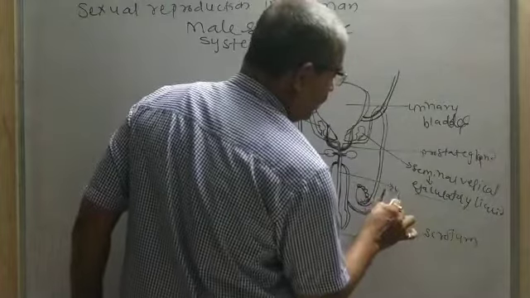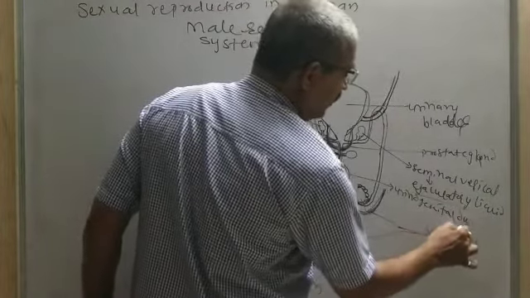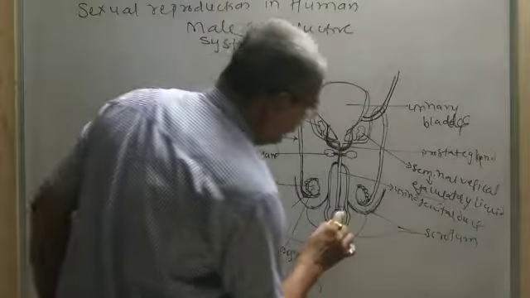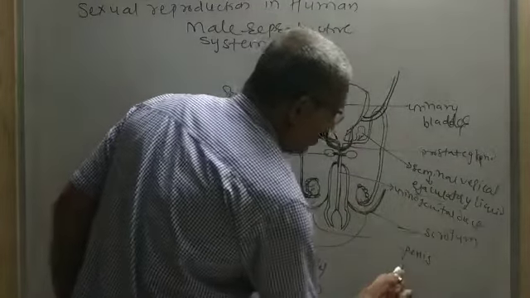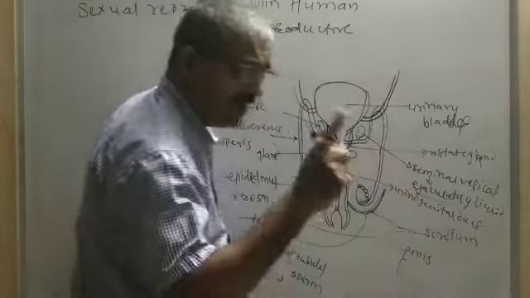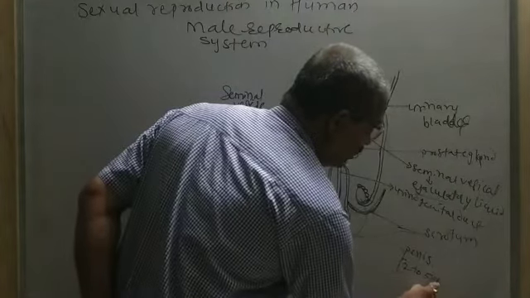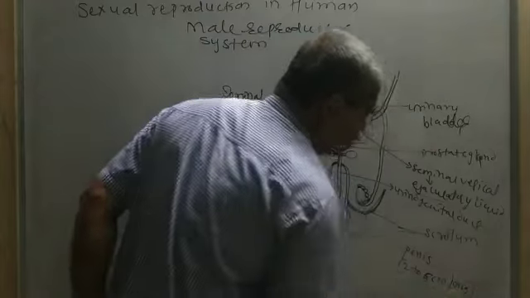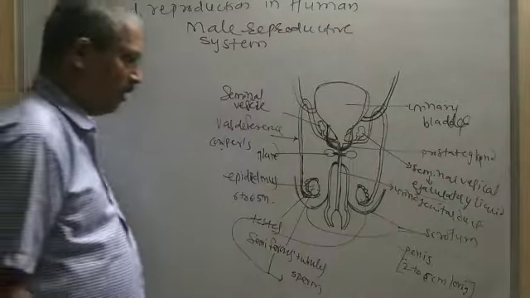Here I am writing: urinogenital duct. Understand what I told? The urinogenital duct, and this cylindrical part is called the penis. What is the length of the penis? When erected, it becomes 2 to 6 centimeters longer.